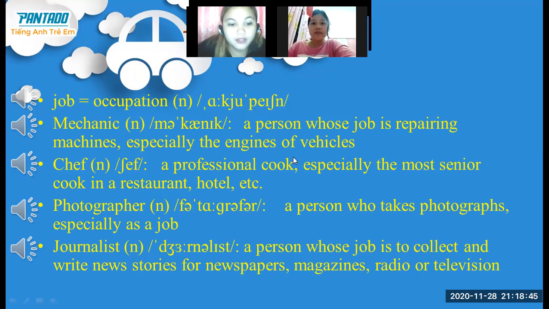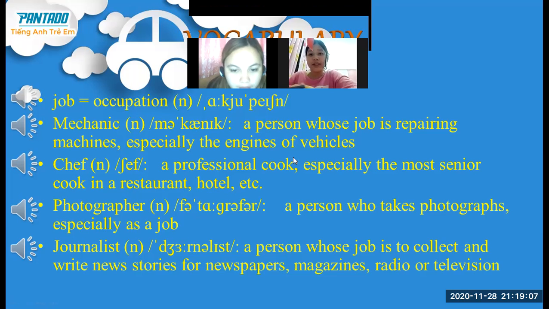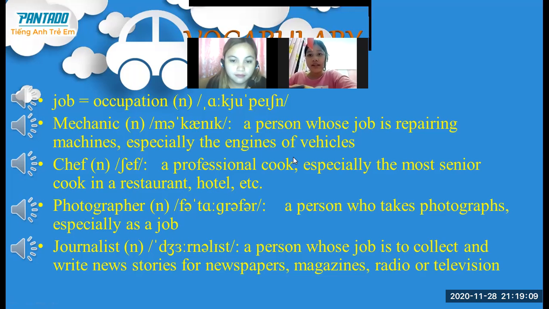What do you mean by job? Job is the same as occupation. Okay. And how about mechanic? What do you mean by that? Mechanic is a person whose job is repairing machines, especially the engines of vehicles. Vehicles. Okay, next one, number 3.